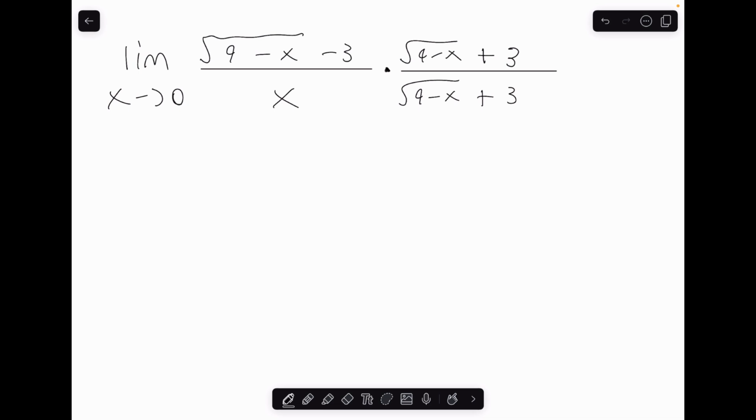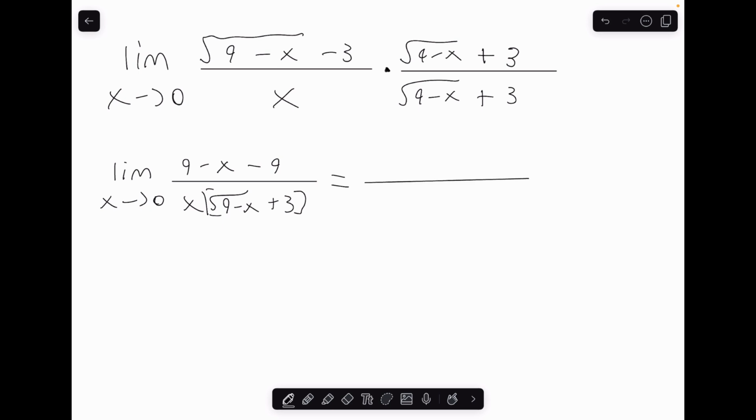Now it's just algebra. Okay, so let's do the numerator first. We have this 9 minus x term multiplied by this 9 minus x term. That negates the square root and just leaves us with 9 minus x. And then we have negative 3 multiplied by positive 3. And that's negative 9. And then the denominator is just x times that whole expression. So x times 9 minus x plus 3. Don't forget your brackets. Okay, so first things first, after we do our method, and our method was the conjugate method, right? What do?